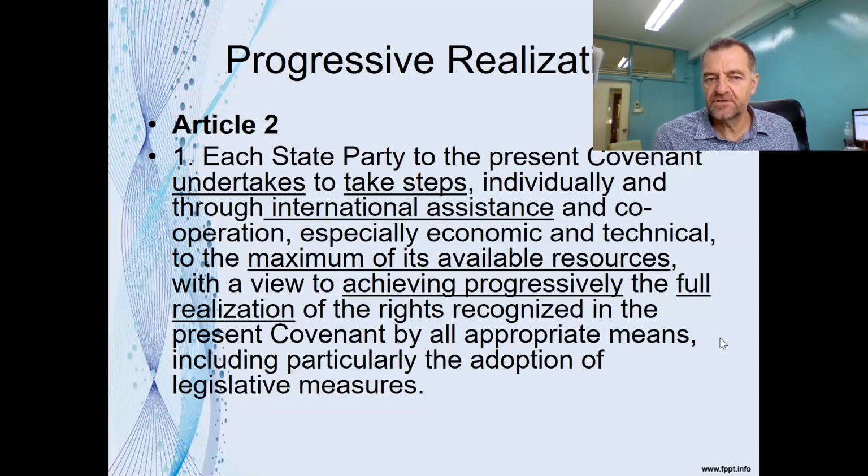Next, you've got this individually and through international assistance and cooperation, especially economic and technical. Now that means the state must do it on its own individually, but also they do it through international assistance. And that kind of works two ways. It means that states have the duty to provide international assistance where it's needed, primarily in the form of international aid or overseas development assistance, but of course it could also be in foreign direct investment or in other ways. But there is both an obligation on the international community to help, but also an obligation on states to allow international assistance.